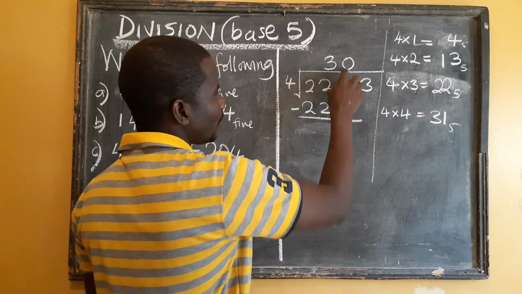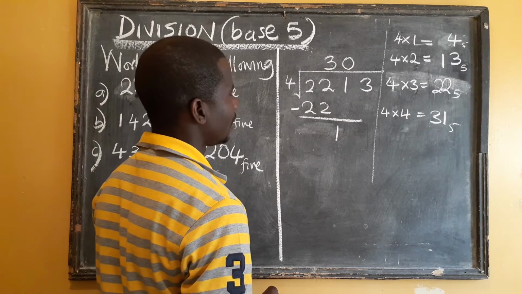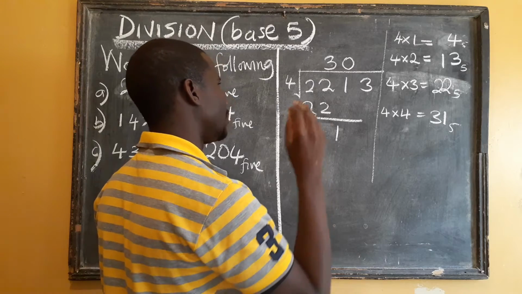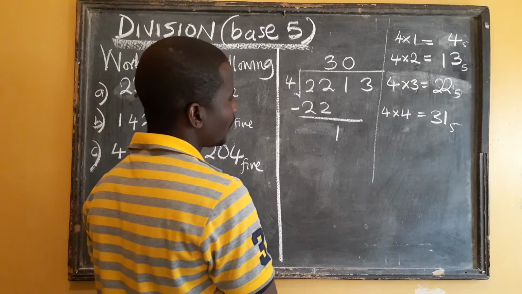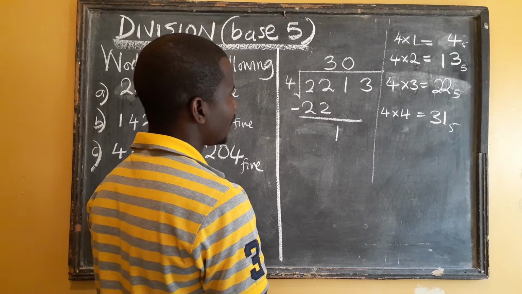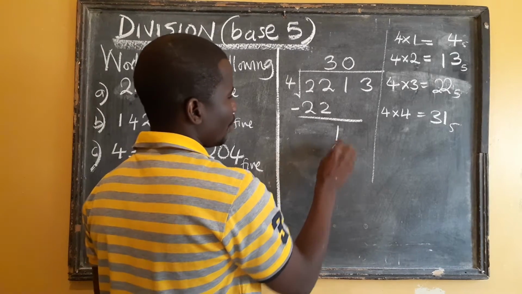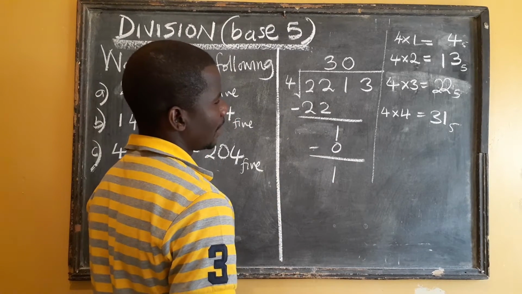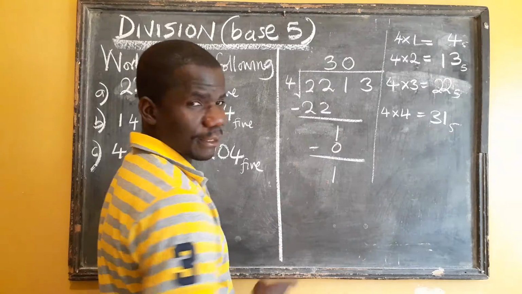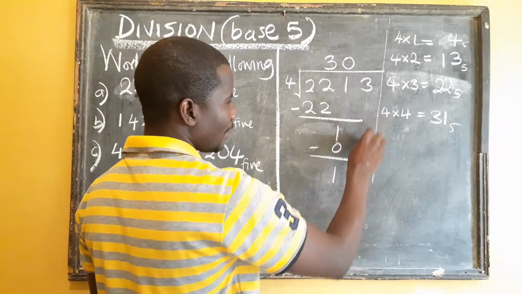Here we have to put 0, isn't it? Here we have to put 0. Then when you multiply this by this one, what do we get? We are going to get 0. When you subtract, you get 1. 4 can't go into 1. So what are we supposed to do at this point? We bring down this 3 here.